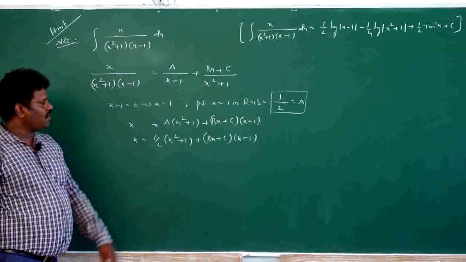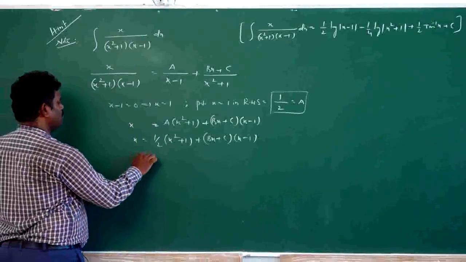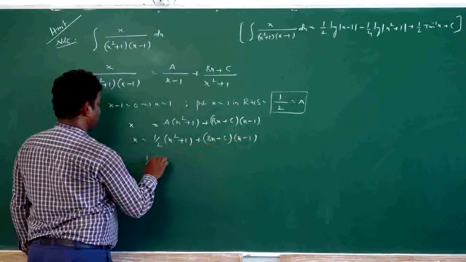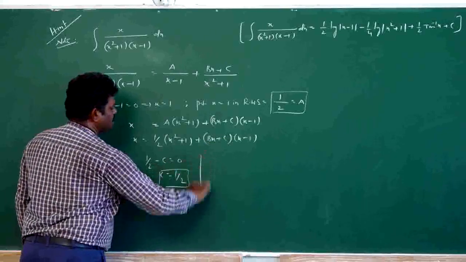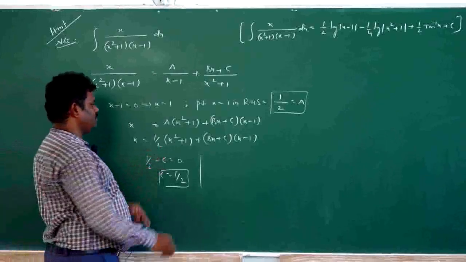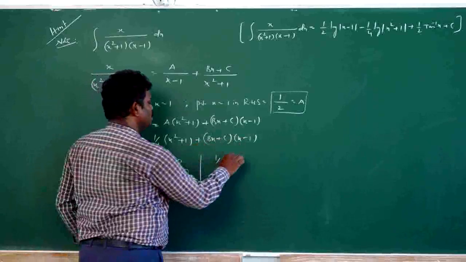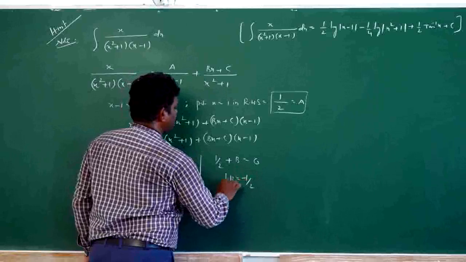A value already. Now if you want the b value and c value, first take the constant: 1 by 2 into 1, 1 value, 1 by 2. So c minus 1 minus c is equal to 0. C is equal to 1 by 2. Next step, if you want to find the coefficient of x square: the x square coefficient here is 1 by 2. Now this coefficient is x into x, x square b. So b, this value is also 0. Then b is equal to minus 1 by 2 value.